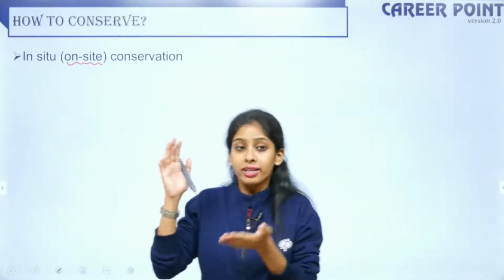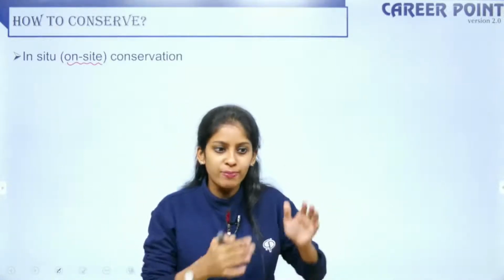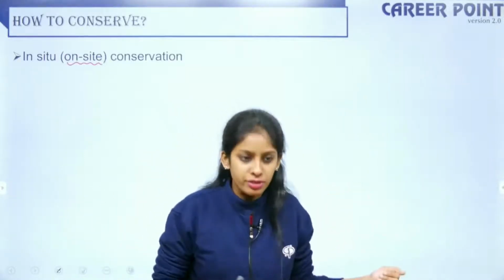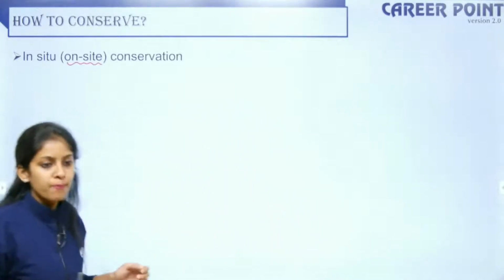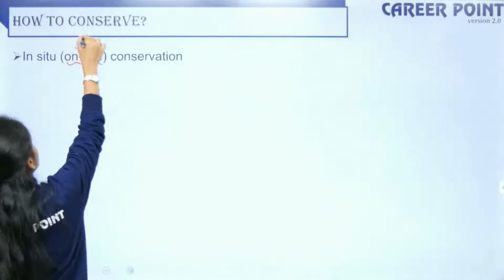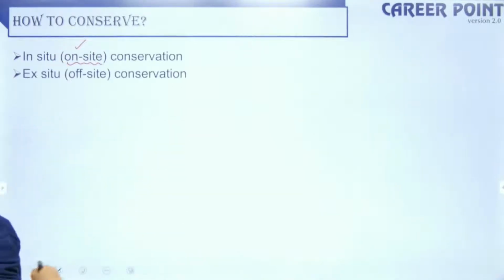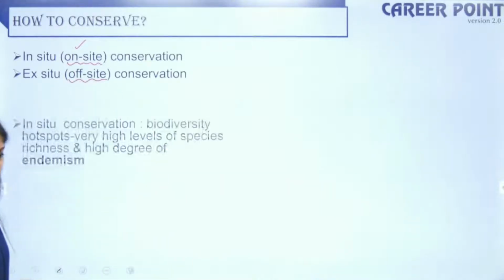But if you have an idol, an object, you bring it to the museum, you repair it and then you keep it, right? So that is off-site conservation. On-site is when you do it exactly in the same place where the organism's natural habitat is. So that is your on-site conservation. Okay, so moving forward.